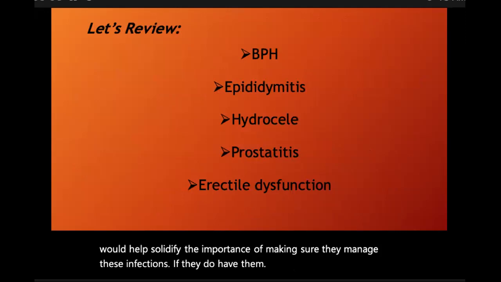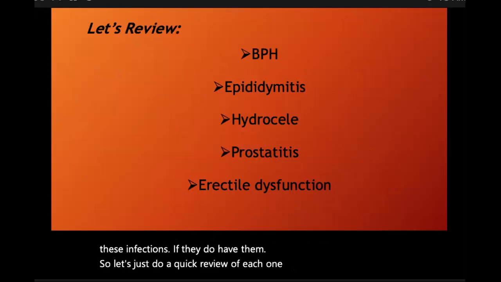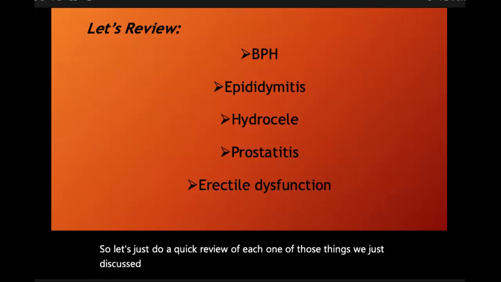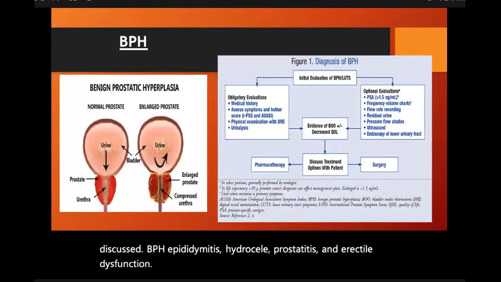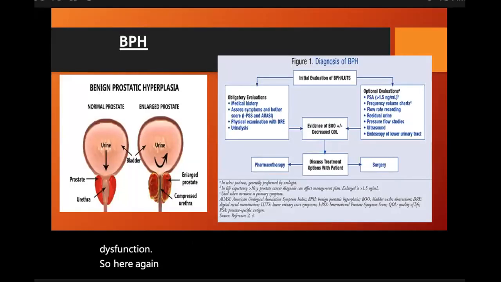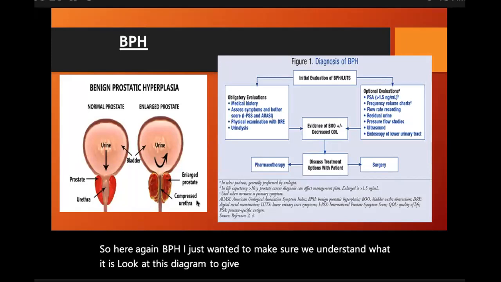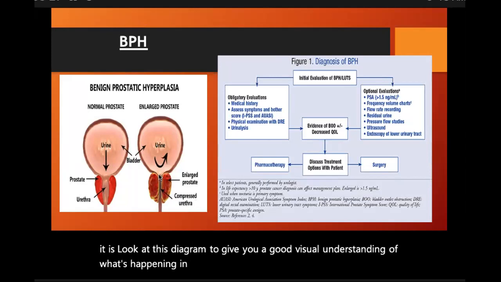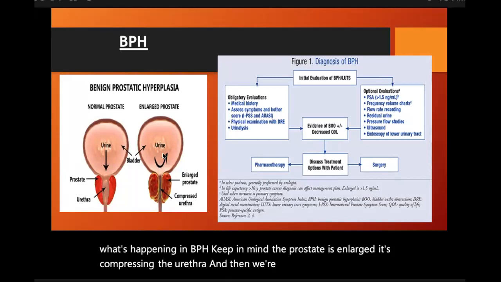Okay, so let's just do a quick review of each one of those things we just discussed: BPH, epididymitis, hydrocele, prostatitis, and erectile dysfunction. So here again, BPH, I just wanted to make sure we understand what it is. Look at this diagram to give you a good visual understanding of what's happening in BPH. Keep in mind the prostate is enlarged, it's compressing the urethra, and then we're getting urinary retention, which is affecting the urinary flow.